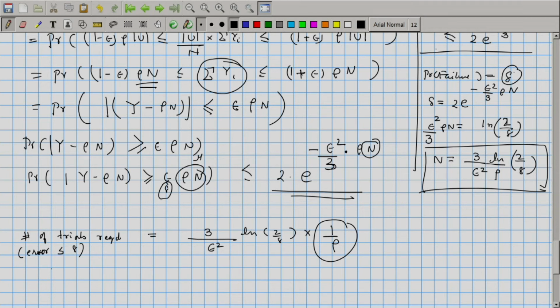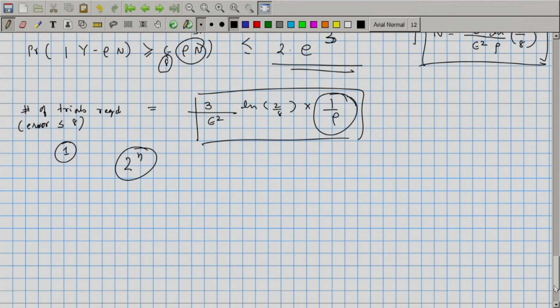So, in DNF there could be a DNF which has just one satisfying assignment amongst, let us say, 2 raised to n possible assignments, and then the number of trials required could be large. That is the reason why we cannot use the simple Monte Carlo algorithm to solve the approximation problem for DNF counting.